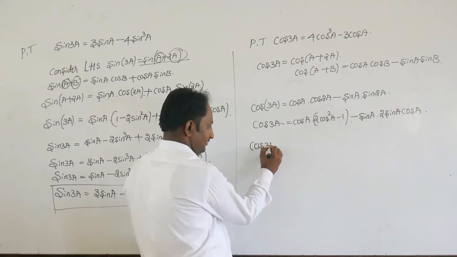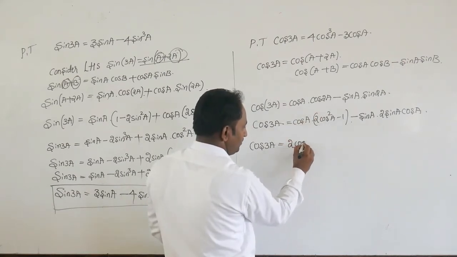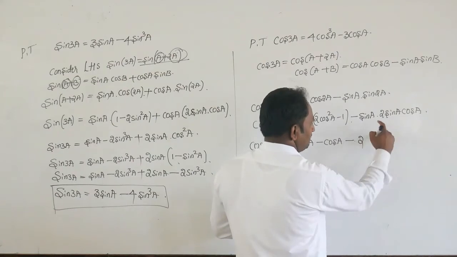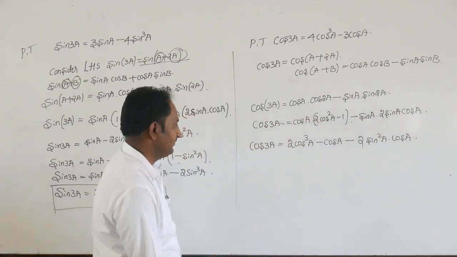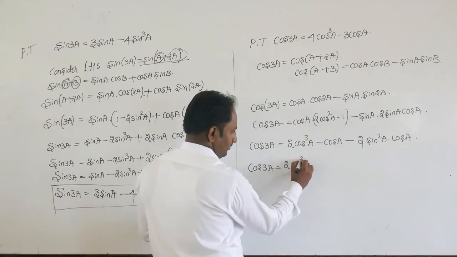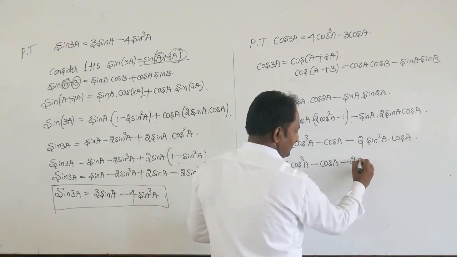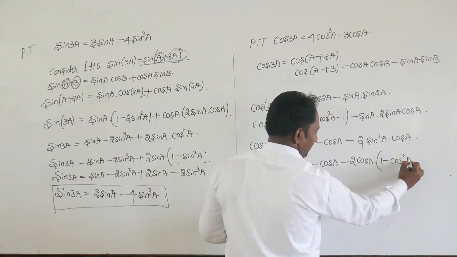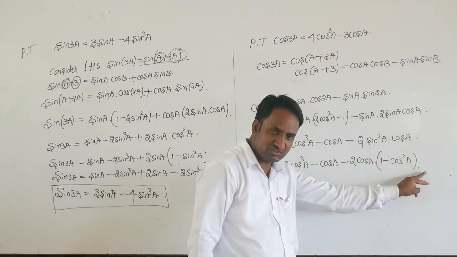Formula: cos of 3A is equal to, here cos A multiplied, we get 2 cos cube A minus cos A minus 2 sin square A into cos A. So cos of 3A is equal to 2 cos cube A minus cos A minus 2 cos A. Here sin square is represented as 1 minus cos square A. Here 2 cos A we can take as first one, and sin square A is 1 minus cos square A.